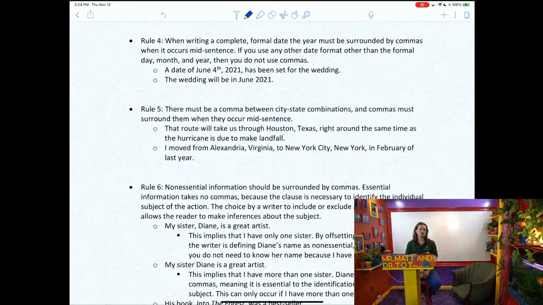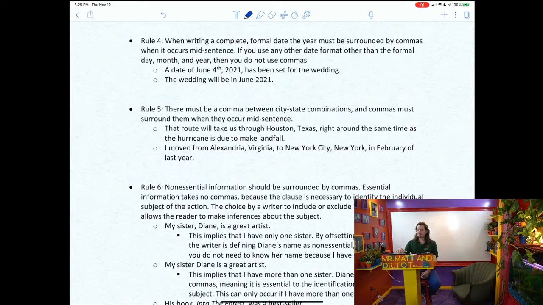And it's not so much what you choose to do, but how consistent you are in that choice. And so just so long as you don't switch back and forth, you're not going to be the subject of a lot of ridicule on that. There's some forgiveness and flexibility in the rules. But the main thing is that you can't switch back and forth, especially in the same piece of writing. The second example, however, says the wedding will be in June 2021. So now we don't have a formal day, month, and year format, so no commas are required.